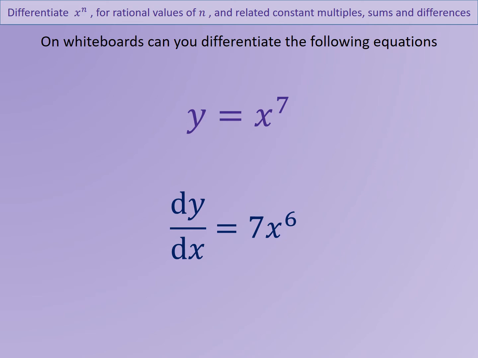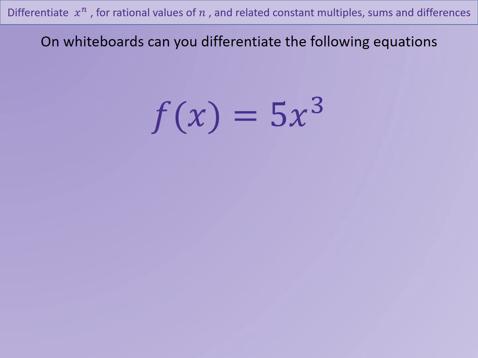We've brought that power down, reduce the power by 1, make sure that you include the dy by dx as well. What we wouldn't want to see is just the 7x to the power of 6. It has to be defined as dy by dx if you're going to get all of the marks. Number 3.